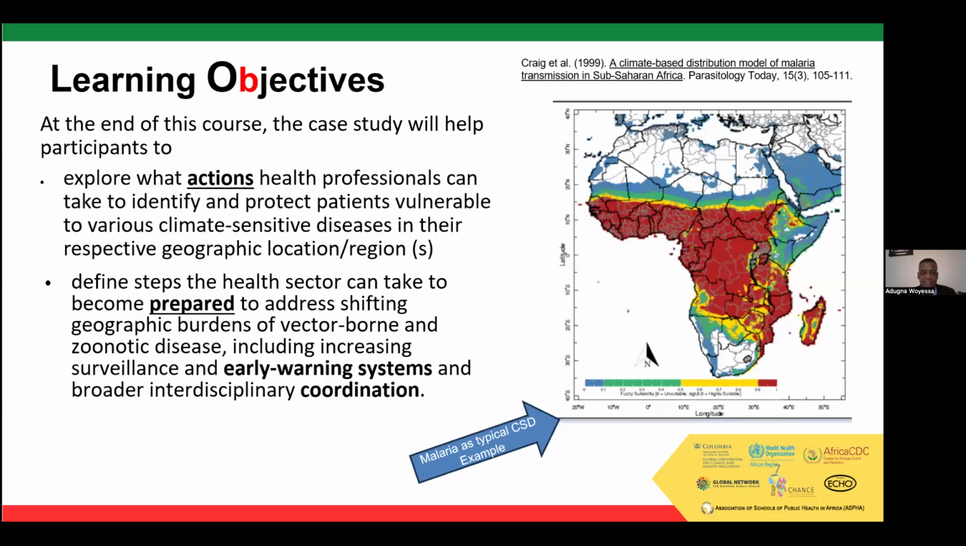The climate sensitive diseases, as we can see from this graph, there are a lot of climate sensitive diseases as documented during the end of the 1990s. A climate-based distribution model of malaria transmission, which is the output of the MARA project. Next slide.